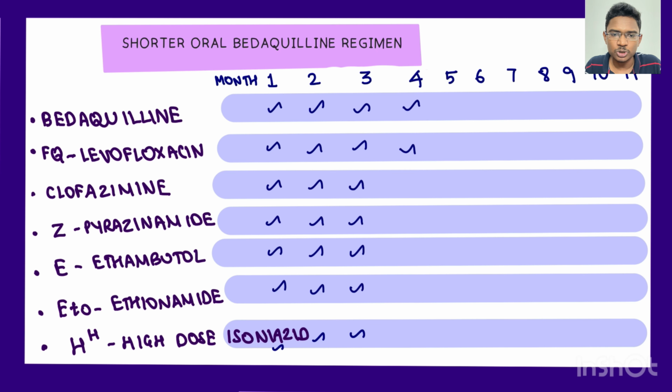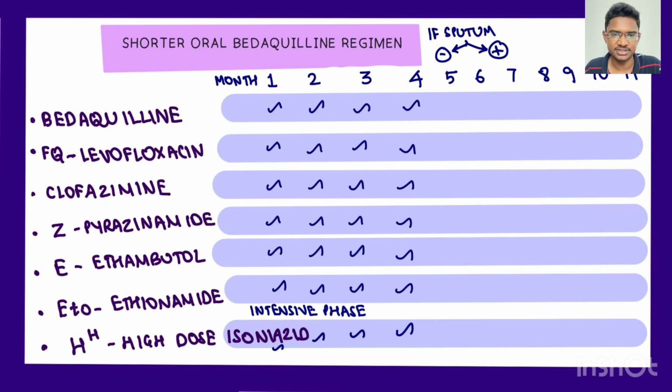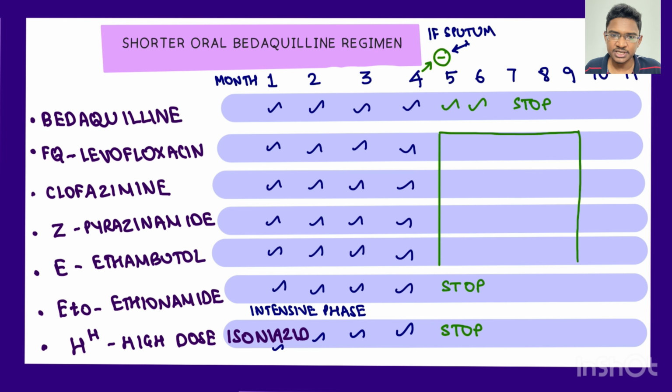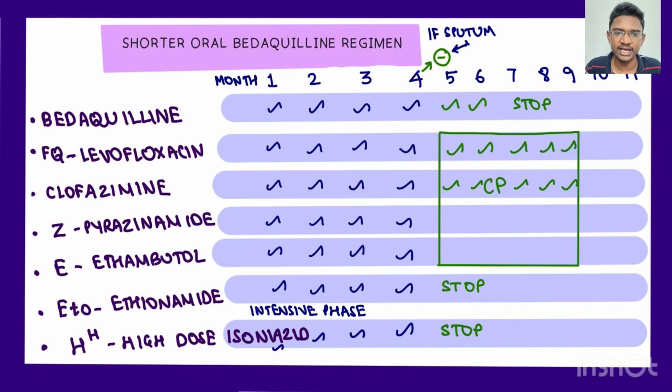If in sputum microscopy it has converted, meaning it has converted from AFB positive to AFB negative, then what you can give is, we told bedaquiline can be given till 6 months. So give bedaquiline till 6 months and stop it. And ethionamide and high dose isoniazid, when you get a sputum negative result, stop at that time itself, because ethionamide has a high amount of side effects.